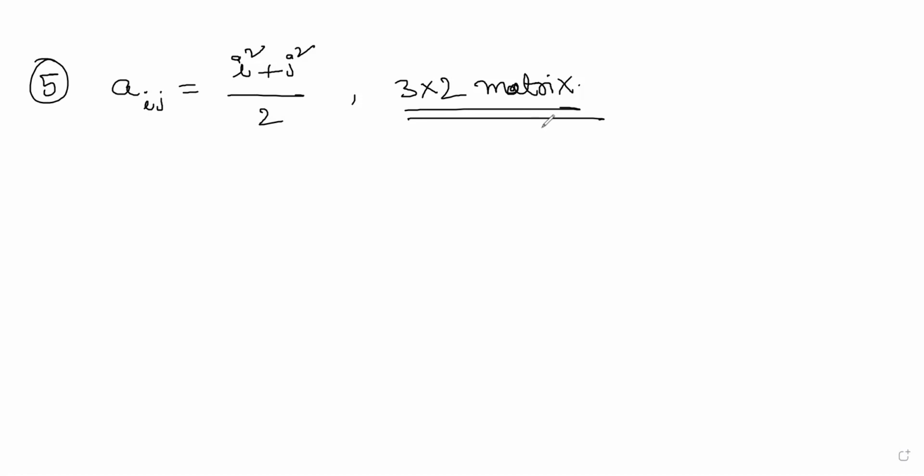Sir, answer is 1, 5 by 2, 5 by 2. First, tell me how the 3 by 2 matrix looks. Sir, 3 columns. No, downwards. 3 rows first, then columns. 3 rows, 2 columns. You are saying 3 columns.